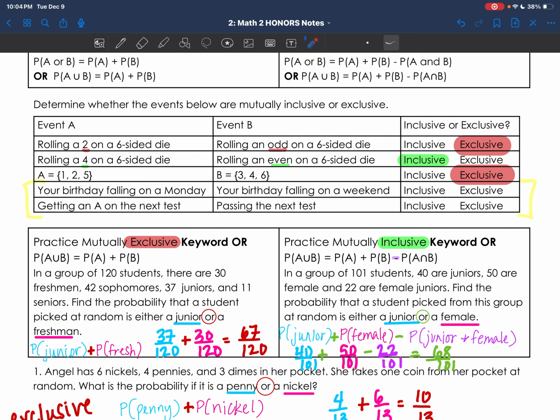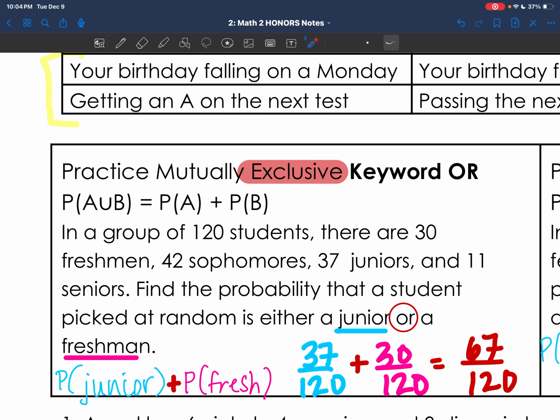So what we're going to do is first we're going to practice with the mutually exclusive. So again, we've got the keyword of OR, and when you see the OR, you're going to add the probabilities. And remember, if they're exclusive, that's it. You just add them. All right, so in a group of 120 students, there's 30 freshmen, 42 sophomores, 37 juniors, and 11 seniors. So we want to find the probability that a student picked at random is either a junior or a freshman. So I wrote down here what you would see.